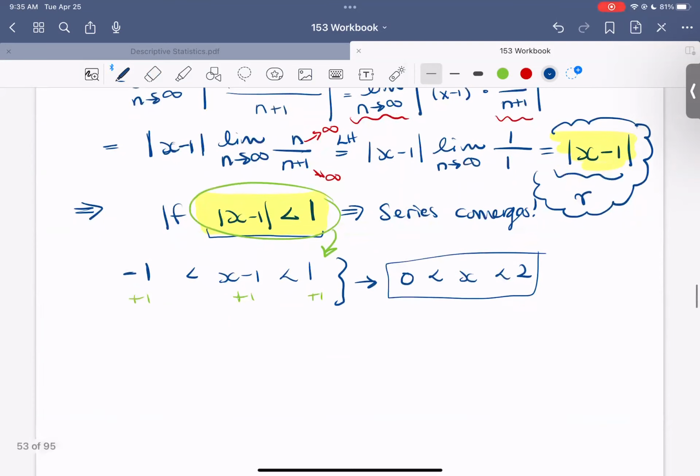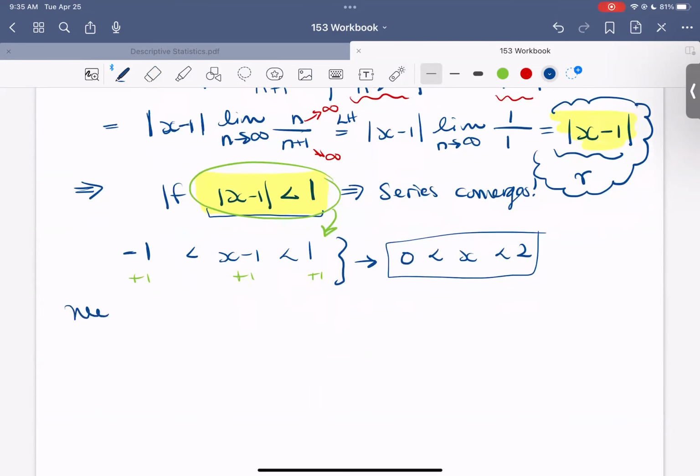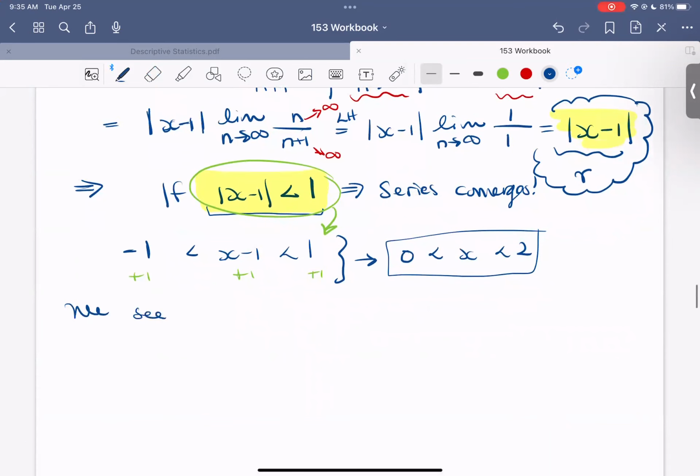Okay, so I'm just going to write some concluding statements here, but we're not done yet, and you'll see why. We see that the series converges for x in this interval from 0 to 2 by the ratio test. But what about the endpoints? What about when x is equal to 0 or 2? At x equal to 0 and 2, what happens?